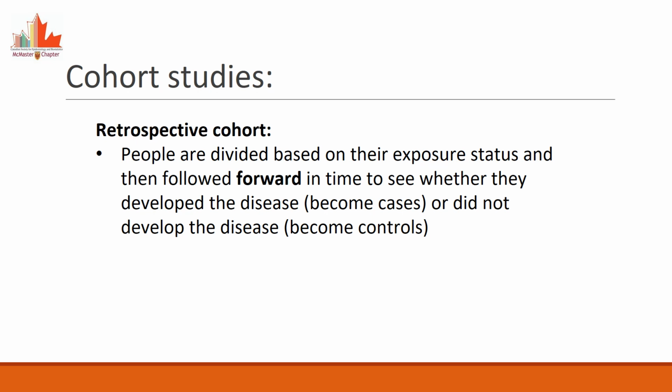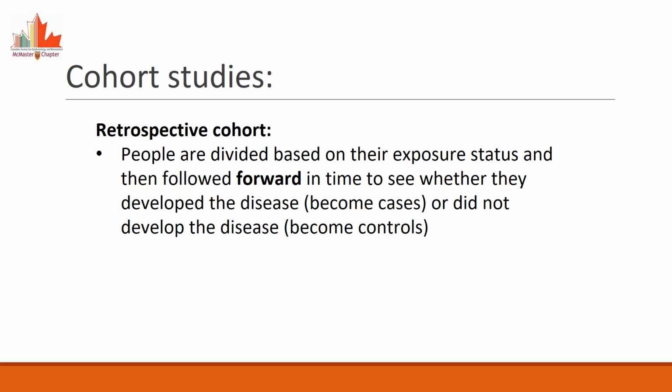Retrospective cohort studies are different than prospective cohort studies in that both the exposure and outcome have already occurred at the beginning of the study. Participants are recruited into the study, and then retrospective assessment of the exposure takes place. Participants are either classified as exposed or not exposed, and then followed forward in time to determine whether they could develop the outcome or not.